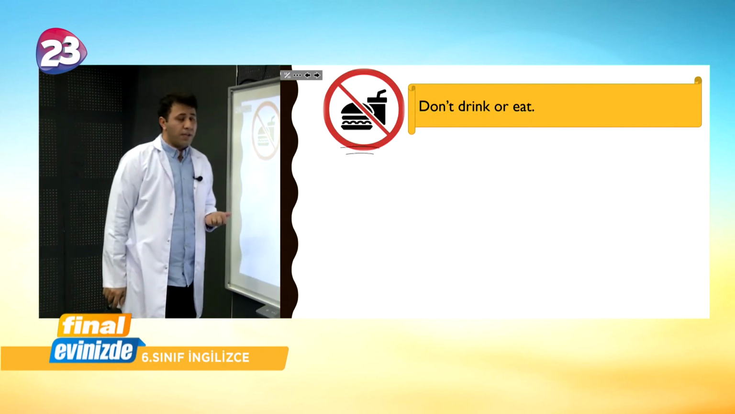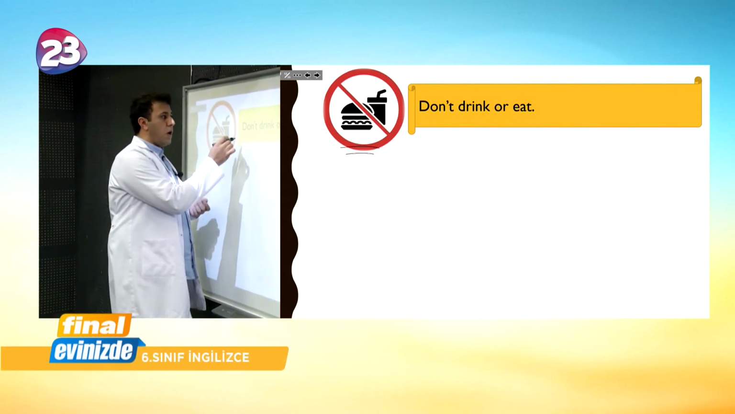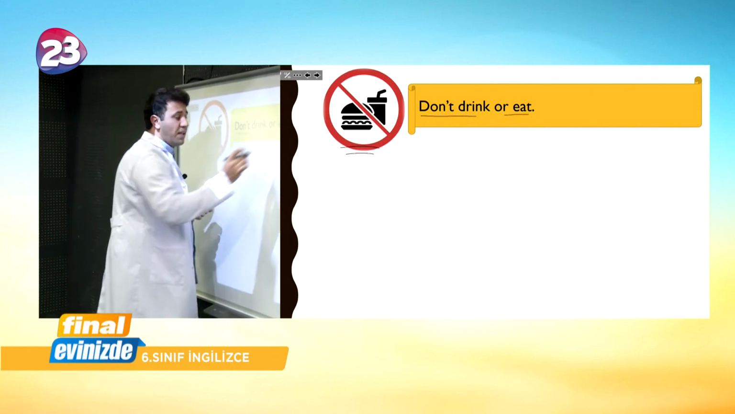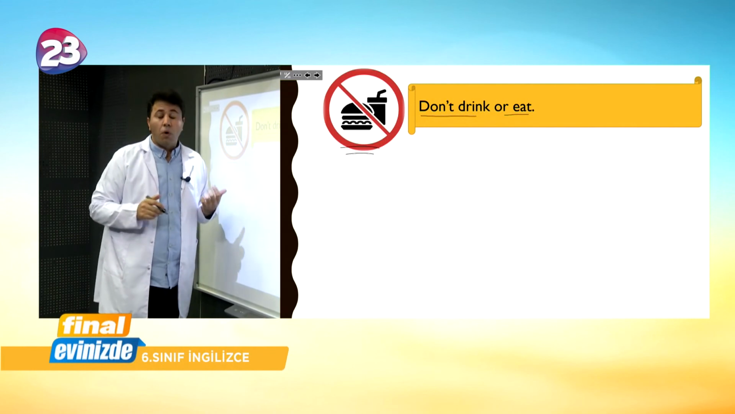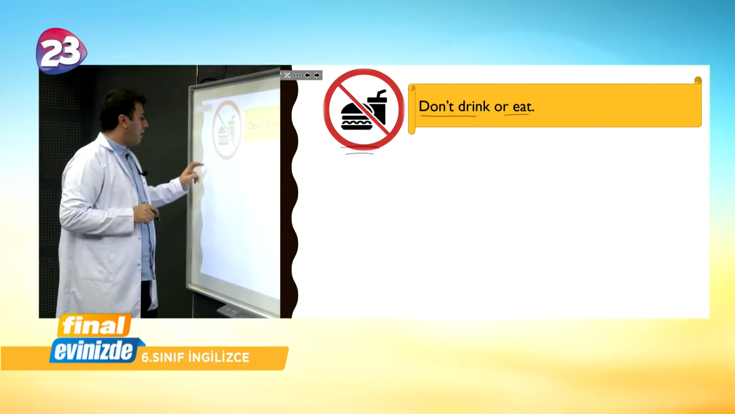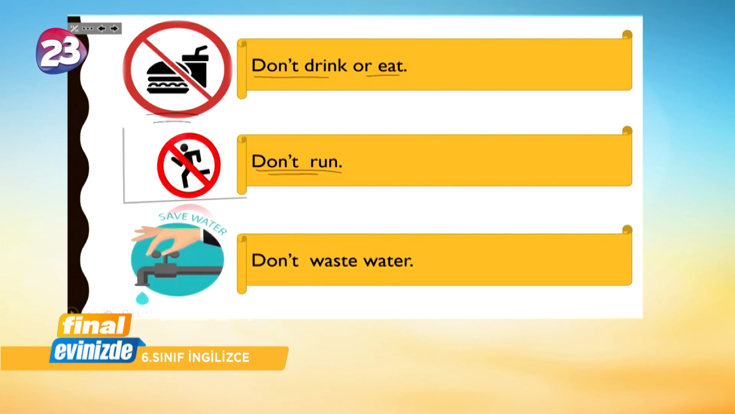Okay, now you may see don't drink or eat. Sometimes you see it hanging on walls, all right? Don't drink or eat. This means in this place, it's forbidden to eat or drink. You shouldn't do that. Okay? Don't run. You can injure yourself. Something can happen. That's why, don't run. Or don't waste water. All right? Don't waste water because we should save water. We shouldn't waste it.